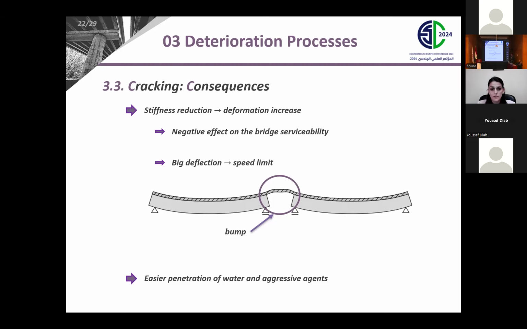The presence of cracks makes the penetration of water and aggressive agents easier, which promotes the development of the already covered other negative effects.